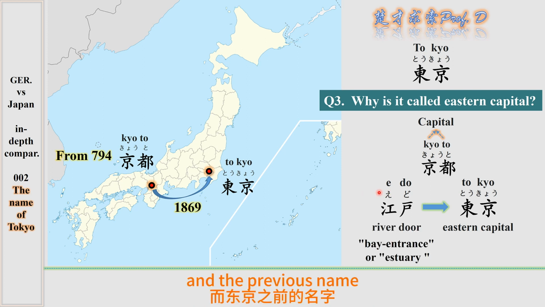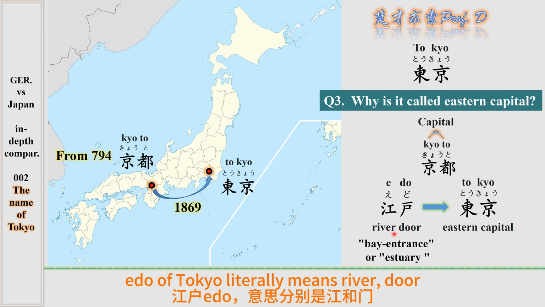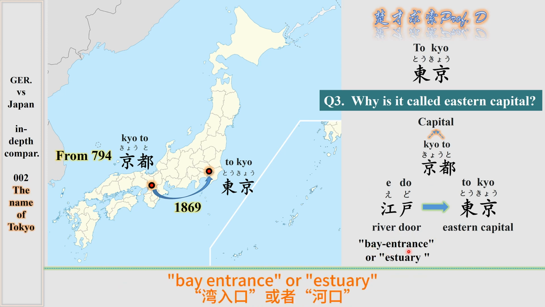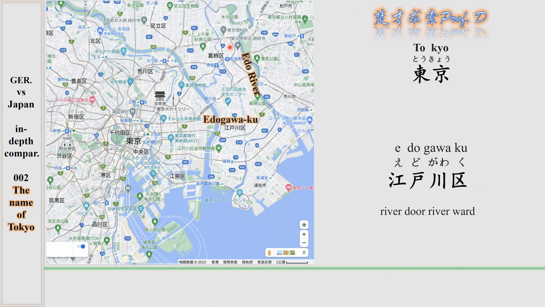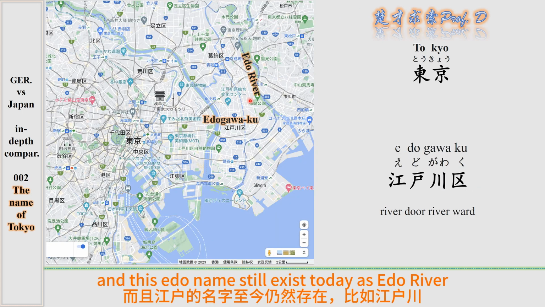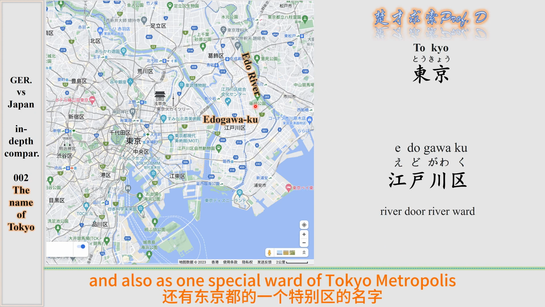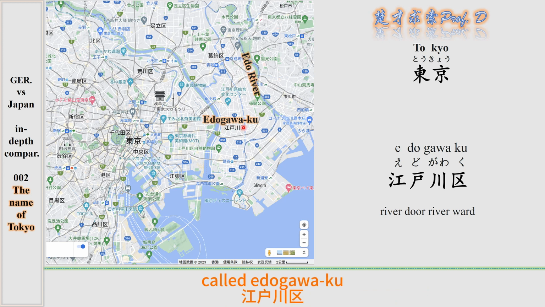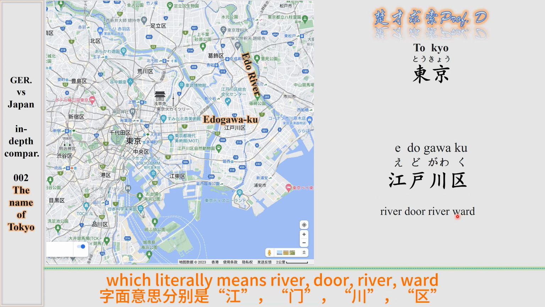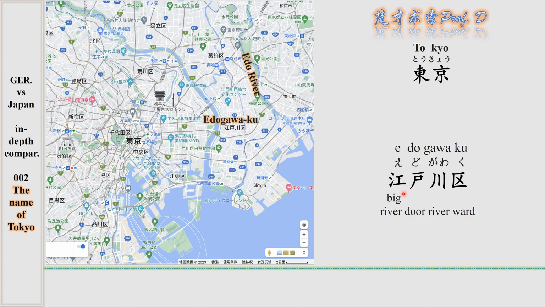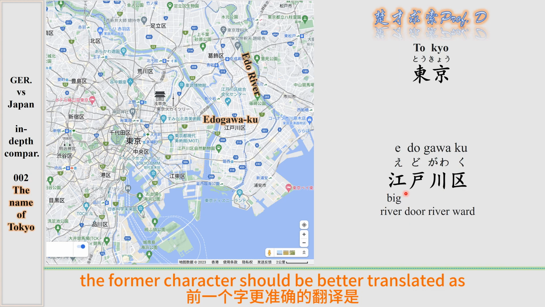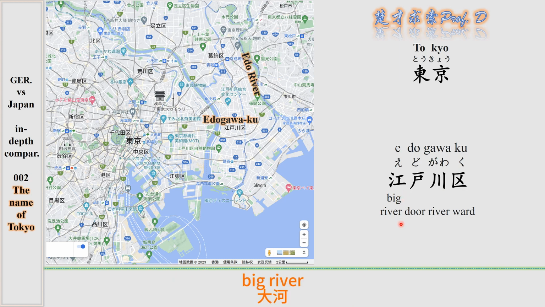And the previous name Edo of Tokyo literally means river door, and can therefore be better translated as bay entrance or estuary. And this Edo name still exists today as Edo River, and also as one special ward of Tokyo Metropolis located beside the Edo River called Edogawa-gu, which literally means river door river ward. And as these two rivers are different, this former character should be better translated as big river.